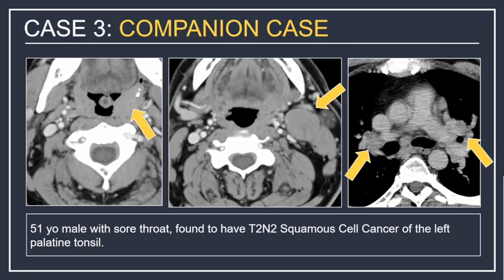On his staging CT study, we can see that there's also an additional finding. We see bilateral enlarged hilar lymph nodes, as well as enlarged mediastinal lymph nodes. So is this disease process within the chest related to metastatic disease? That's really one question that we have to consider in this patient.